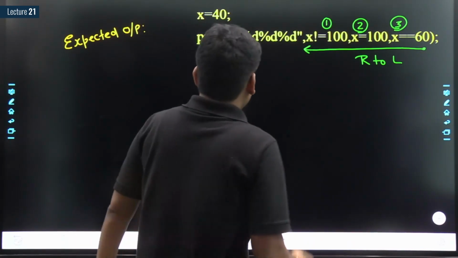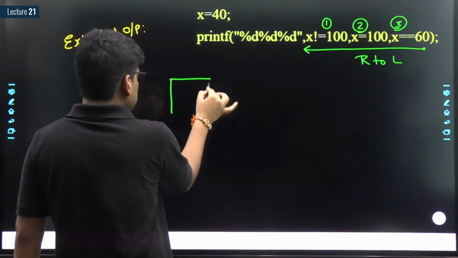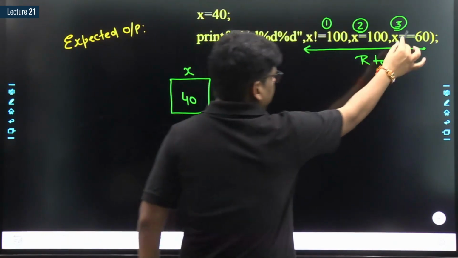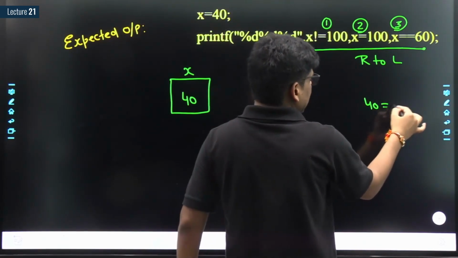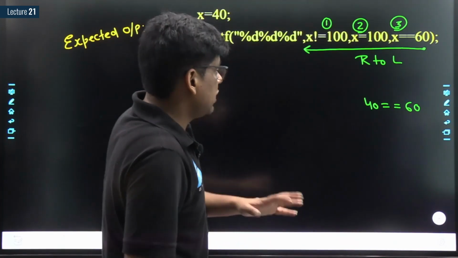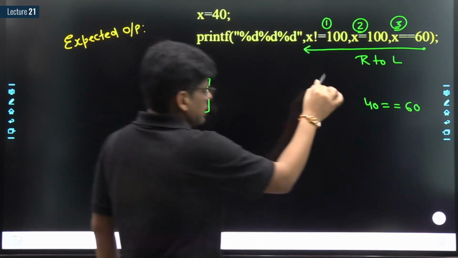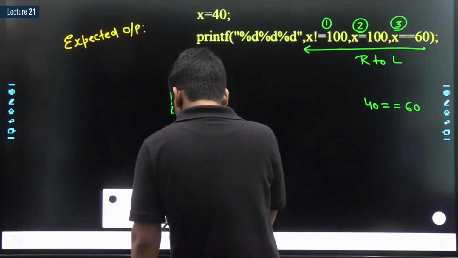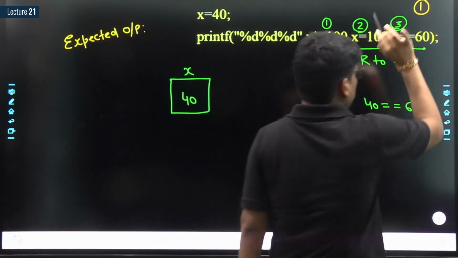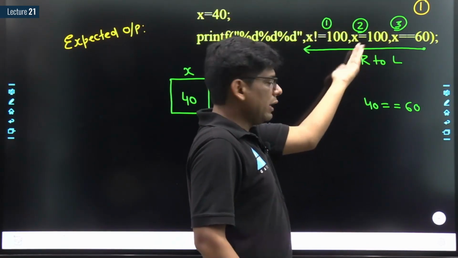That means, if I ask you, what is the value of x? Sir, it is 40. So, if I ask you 40 double equals to 60, is 40 equals to 60? No, sir. That is why the output of this is 1. The output of this is 1. But printf will not print it. It will save it. The output is 1. Then printf move to next expression.